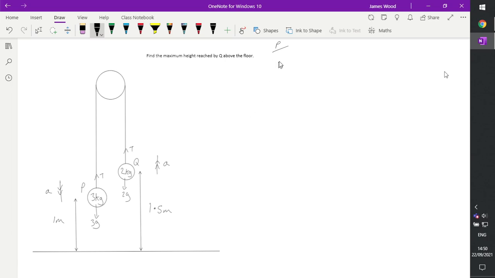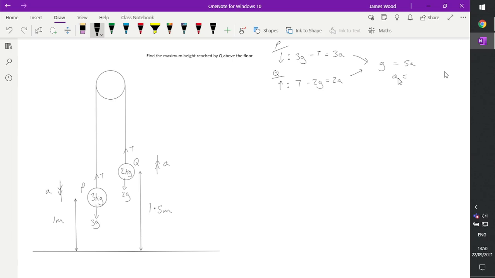Okay, so for object P, I'm going to resolve downwards. And I've got 3g minus T equals 3a. For object Q, I'm going to resolve upwards. And I've got T minus 2g equals 2a. Add the equations together. So it's going to be 1g equals 5a.